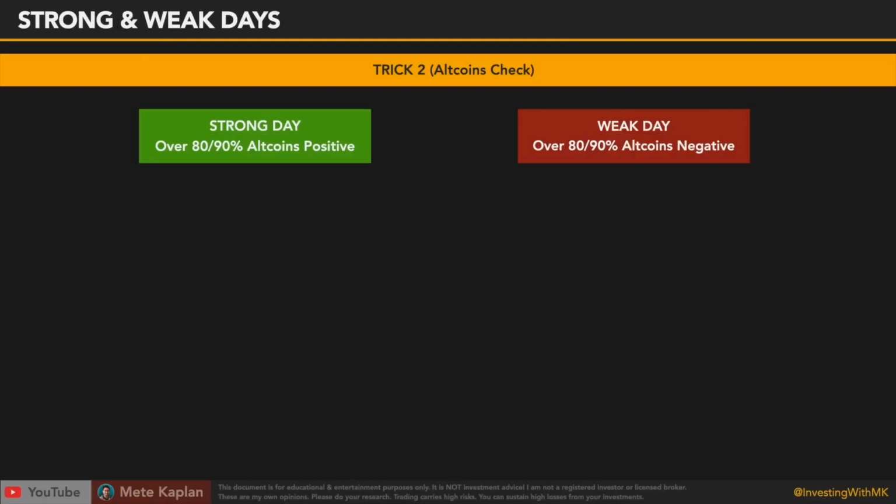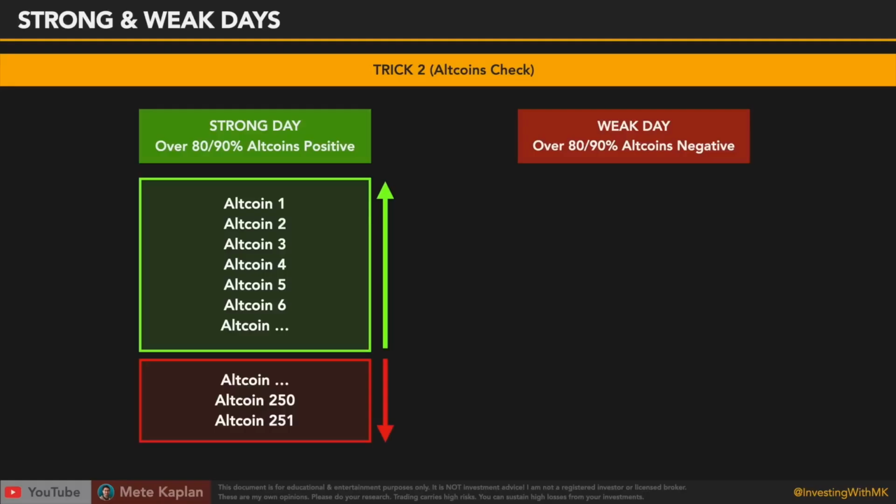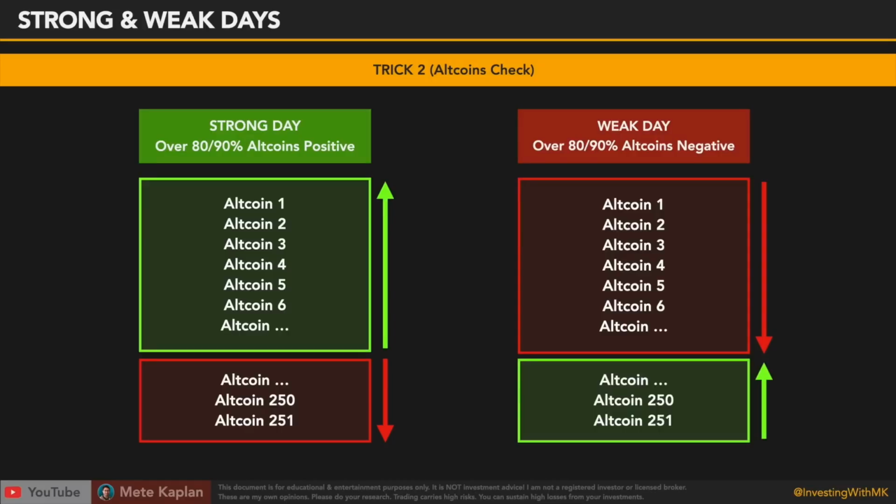Let's talk about the second trick, the altcoin check. As you know, there are over 200 altcoins to trade every single day. When I quickly check these coins, if the majority of the coins are positive, then we have a strong buyer attention today, which is great for momentum trading. But if 80-90% of coins are negative, then it is a red flag. Sellers are much more dominant compared to buyers.